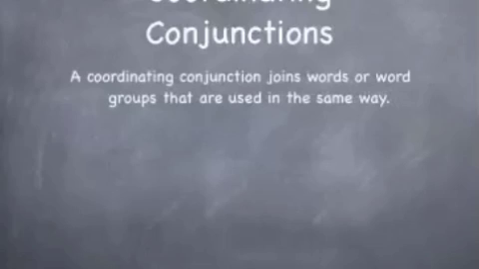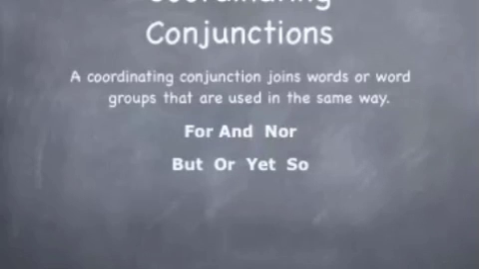So in order to get to where we need to go, let's begin by talking about coordinating conjunctions. A coordinating conjunction joins words or word groups that are used in the same way. These are pretty common words: for, and, nor, but, or, yet, so. And the easy way to remember that these coordinating conjunctions are important is by remembering the term fanboys. Again, if you look at fanboys, you'll see for, and, nor, but, or, yet, so.